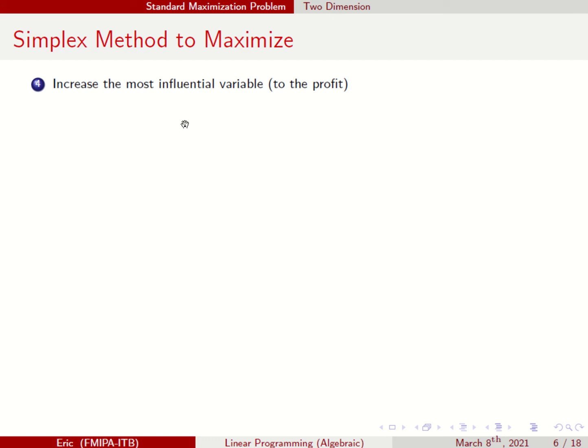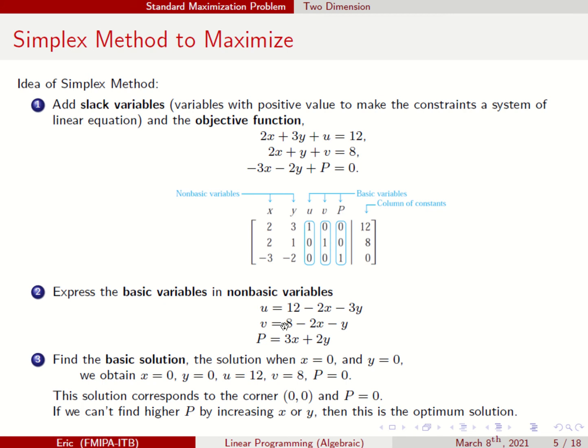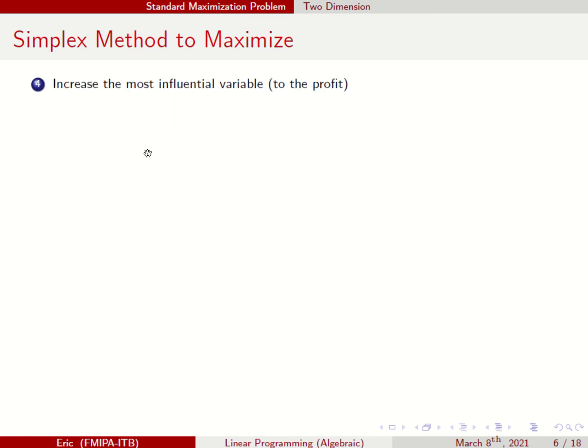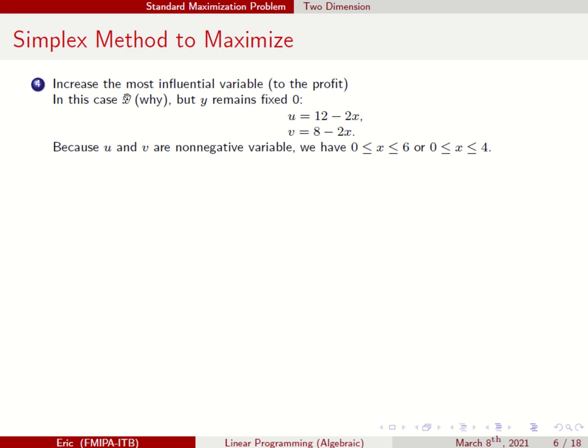Okay, then increase the most influential variable. So which one gives you the most influential variable, x or y? X. Because if x and y are the same, which one gives you more profit? The x. So I want to increase x rather than y. The first one I would like to increase is x rather than y. So y remains fixed at 0, and I want to increase x.